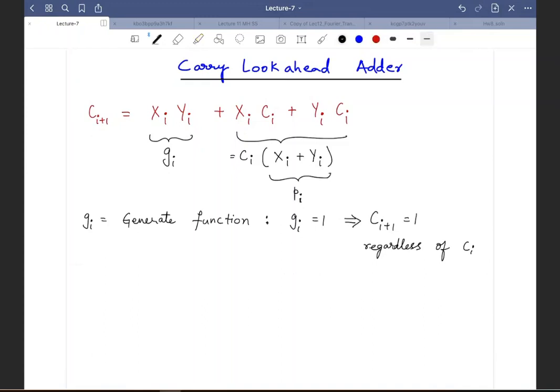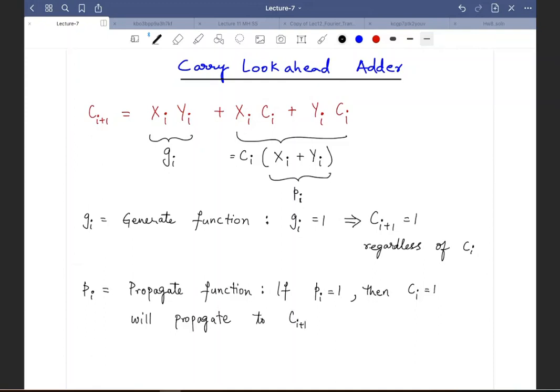The next function is what? p sub i. It's called the propagate function. Why is it called the propagate function? Because if p sub i is 1, then c sub i equals 1 will propagate to c sub i plus 1 equals 1. In other words, if c sub i is 1, then p sub i being 1 will propagate it to c sub i plus 1.